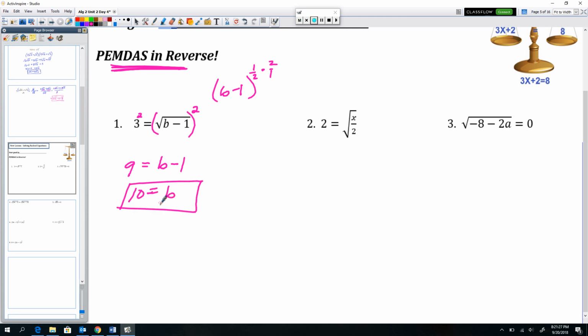If you don't trust yourself with your math, you can always plug 10 back into b for the original equation and make sure that it's right. 10 minus 1 is 9. The square root of 9 is 3. We did it correctly.